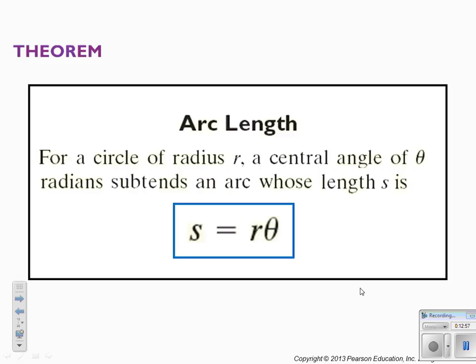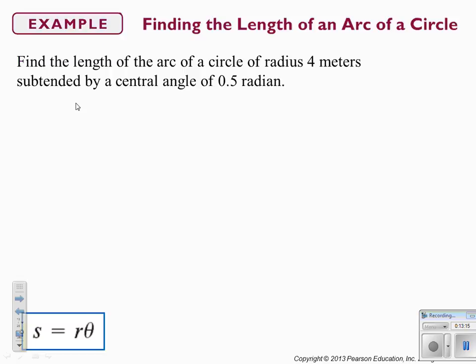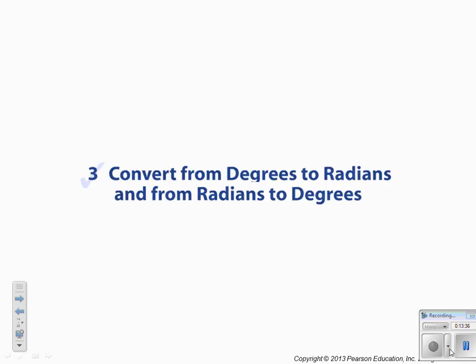So this is a formula for arc length in radians. It's different than the one we were using from geometry. Okay, so let's see how this works. Find the length of the arc of a circle of radius 4 meters, subtended by a central angle of 0.5 radians. So 4 times, you just multiply the radius times the theta, or the radians, and you get 2 meters.